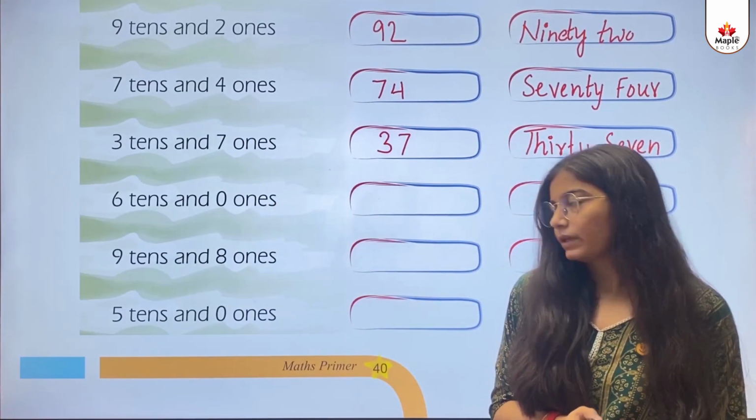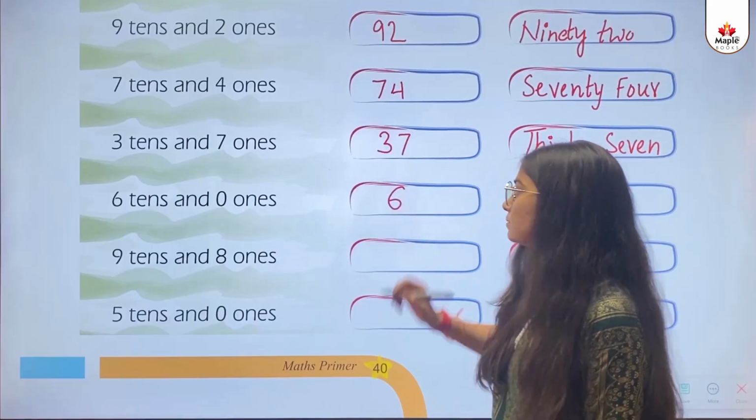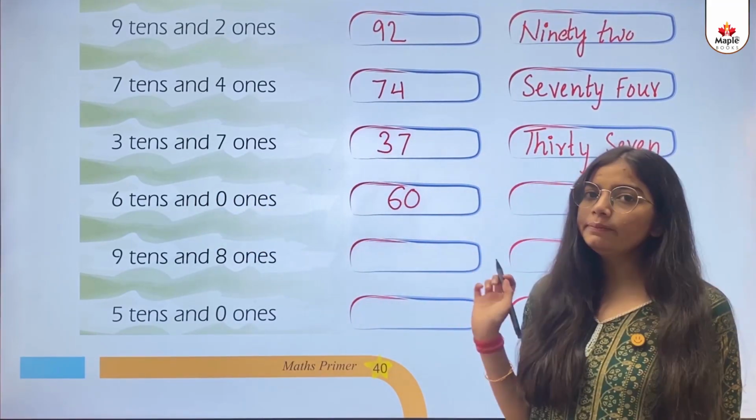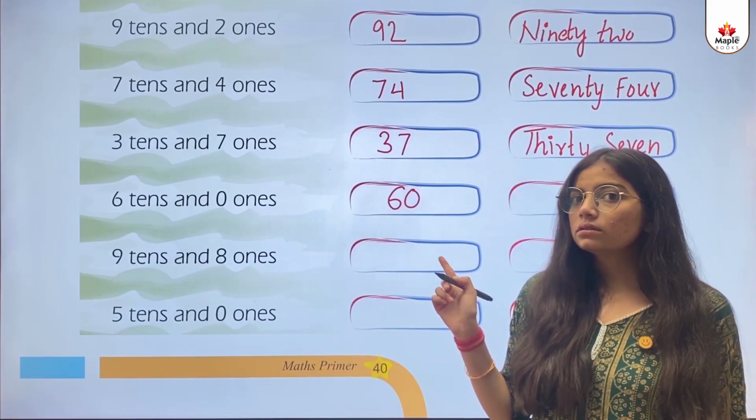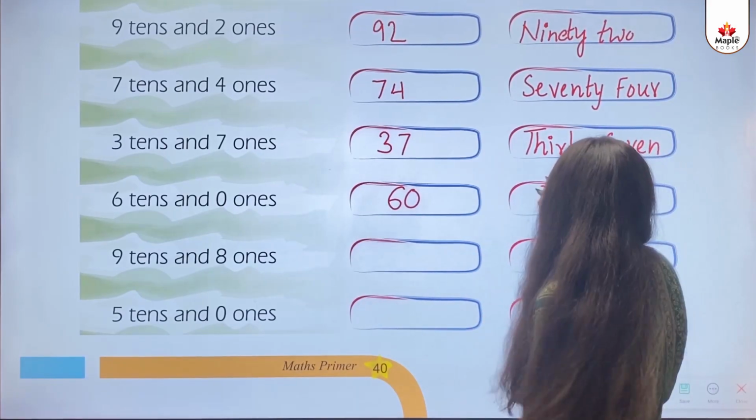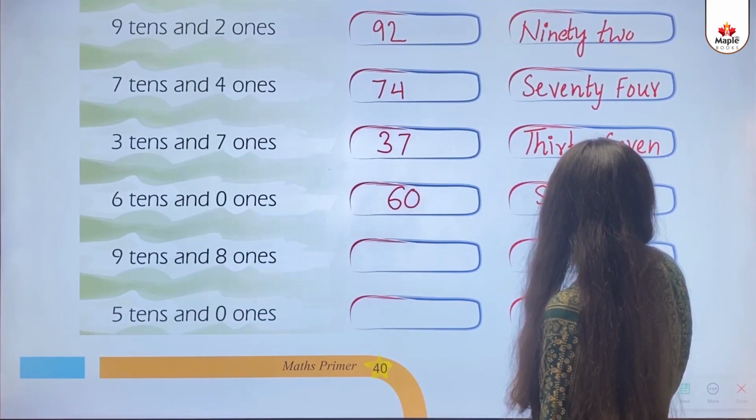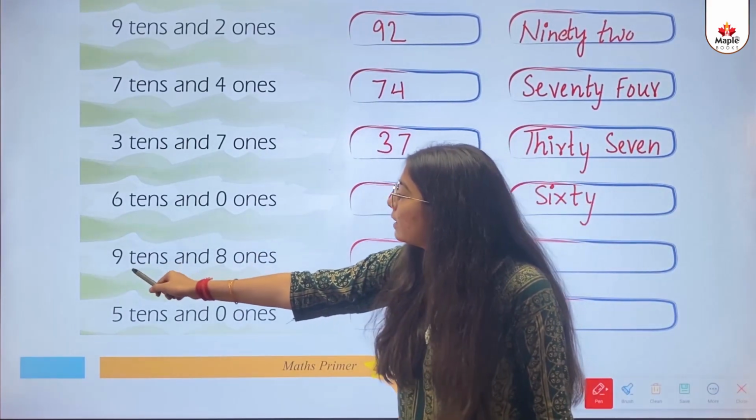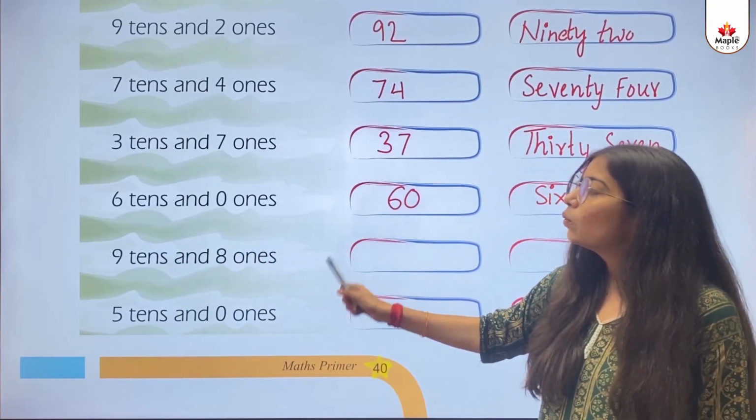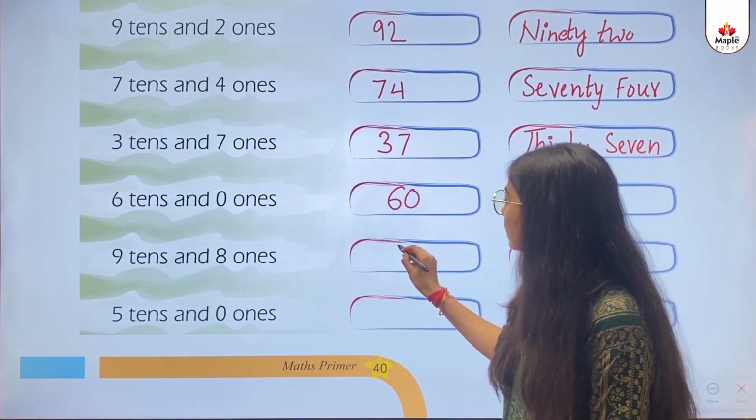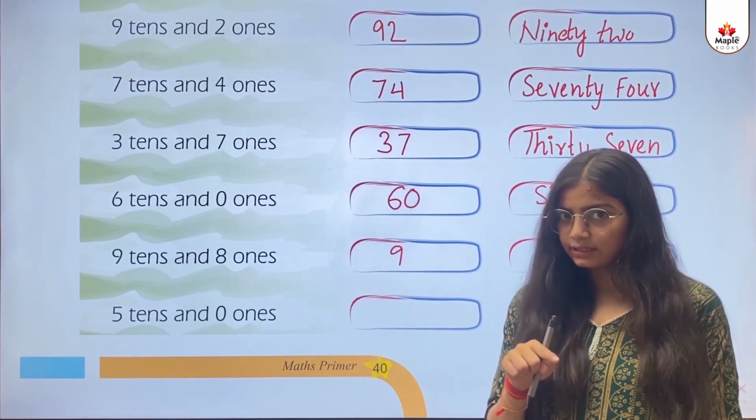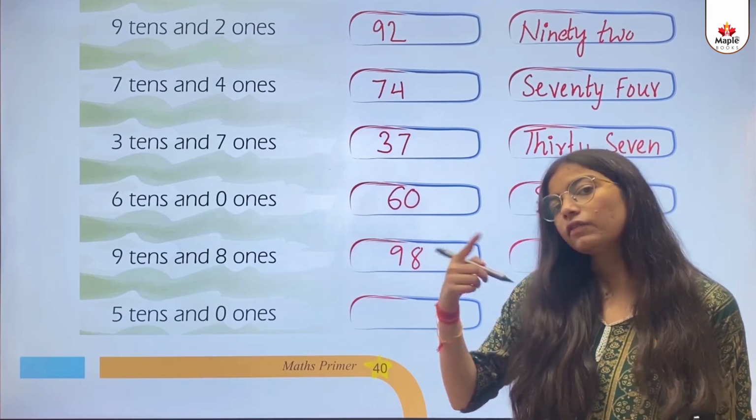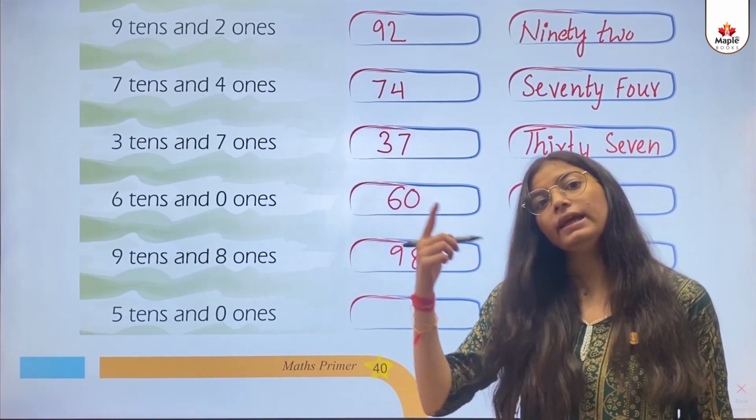6 tens and 0 ones. What makes it? So first we write 6 tens. So we will add 0. So what makes it? This is 60. S-I-X-T-Y. This is 60. Then 9 tens and 8 ones. So what we write? First we write 9 as it is on the tens place. And then we write 8 as it is on the ones place. What makes it? 98.